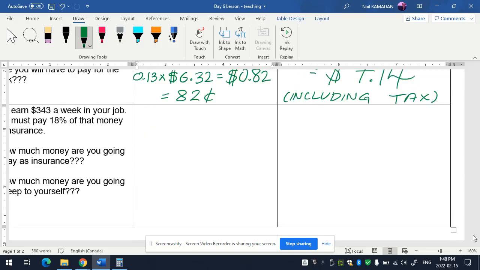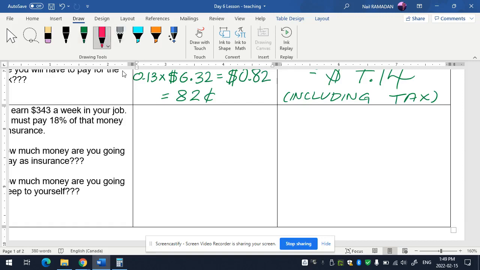Okay. This is a very relevant question. You earn $343 a week in your job, whatever job that is. But you're shelling out 18% of that hard-earned money for some kind of insurance, whatever that insurance is. Could be job insurance, could be health insurance, could be car insurance, whatever. Question number one: how much is 18% of the $343? Same thing.